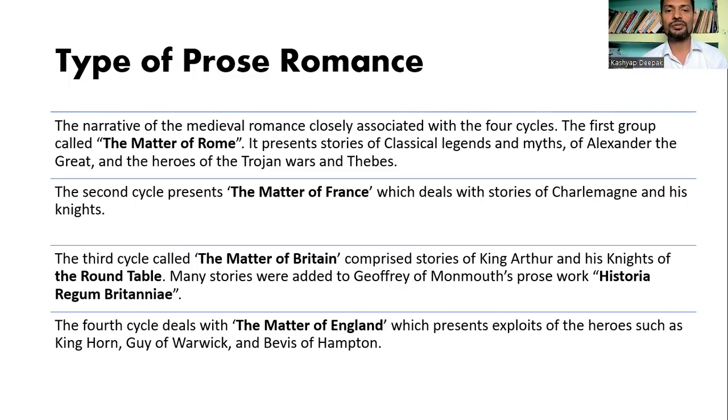Fourth cycle deals with the matter of England, which present exploits of the heroes such as King Horn, Guy of Warwick, and Bevis of Hampton. And these are the four cycle. And out of these four cycle, look at the third one. The cycle comprise the stories of King Arthur and his Knight of Round Table.